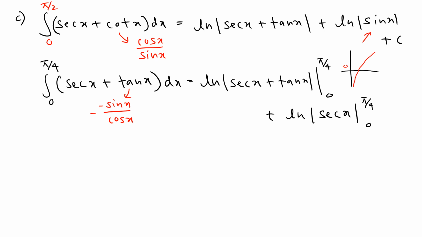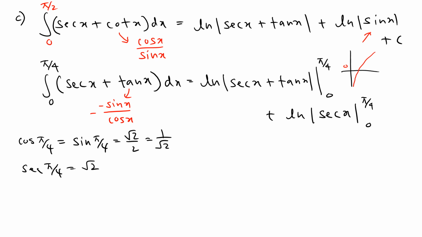We know that cosine pi over 4 equals sine pi over 4 equals square root 2 over 2, or 1 over square root 2, you can write it like that. That means secant pi over 4 equals square root 2, and if you divide, tan pi over 4 equals 1. So we have those, and we can plug them in here.